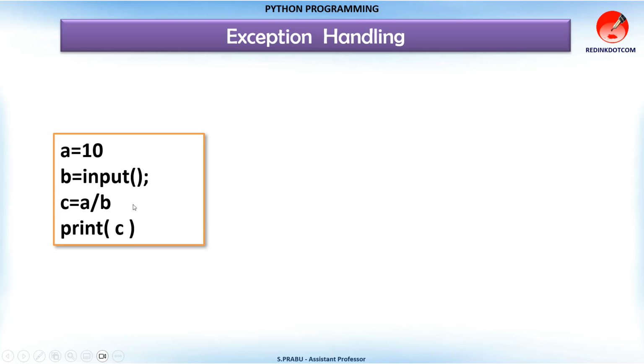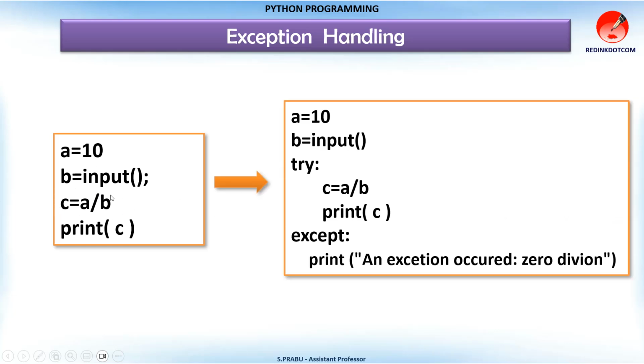So I can redefine this code in this format. The suspected area can be brought into the try block. If there is an exception, that means if b value is 0, it clearly tells the reason for the exception. So in this way, you can write the exception handling program in Python. You can identify the problematic areas in your code. That code should be present inside the try block. The corresponding exception can be handled inside the except block.